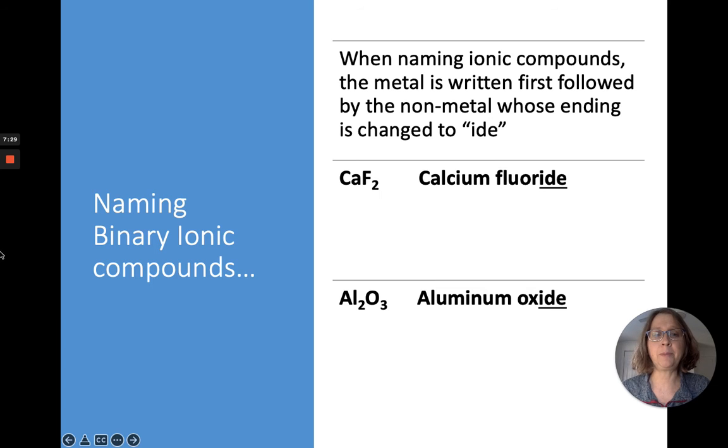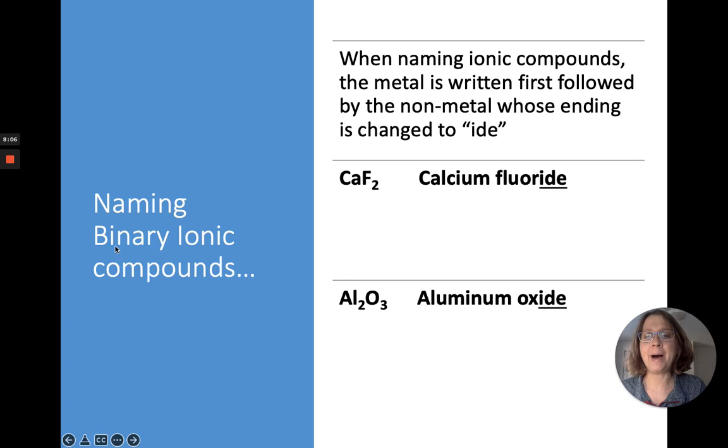All right, so here's a couple of examples. And also another thing to point out. When naming ionic compounds, the metal is written first, followed by the nonmetal, whose ending is changed to "ide." So if you have fluorine, it's going to be changed to fluoride. If you have oxygen, it's going to be named oxide. So we take the first syllable, fluor, and change the "ine" to "ide", so fluoride. Or oxygen, the first syllable is ox, so it's oxide. So nitrogen would be nitride, or sulfur would be sulfide, IDE.